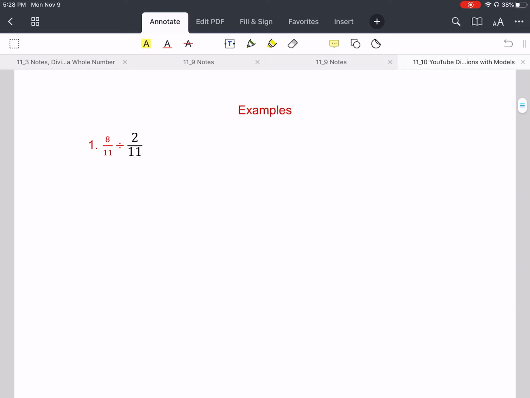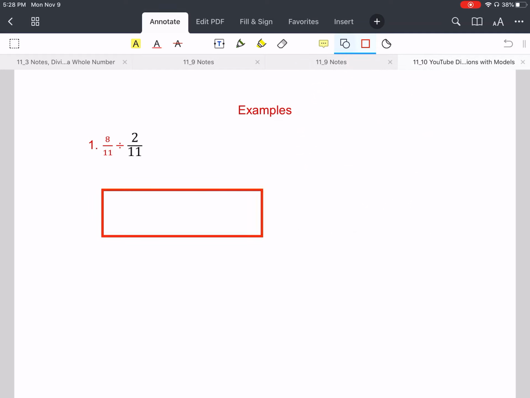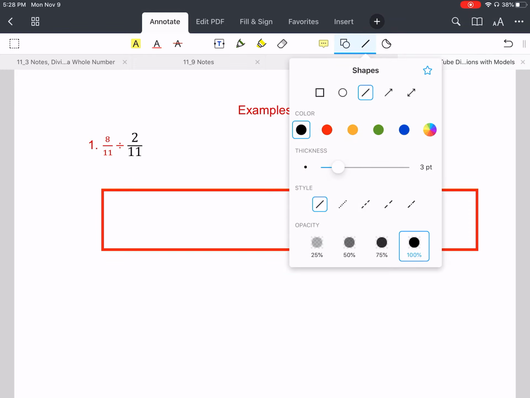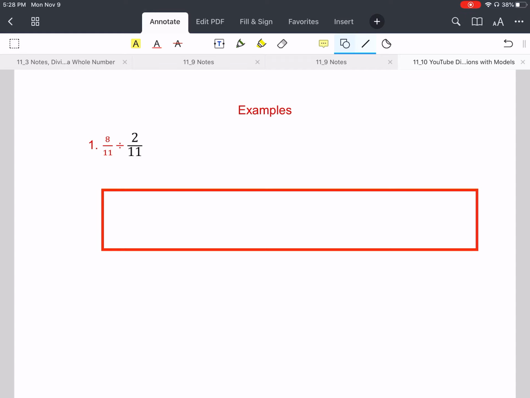So question 1 is 8/11ths divided by 2/11ths. So we are figuring out how many times 2/11ths can fit into 8/11ths, or how many groups of 2/11ths fit into 8/11ths. And we are going to be drawing models. So I'm going to start out with a large rectangular box, and we are going to try and cut this into 11ths. And this won't be perfect, but we're going to wing it.